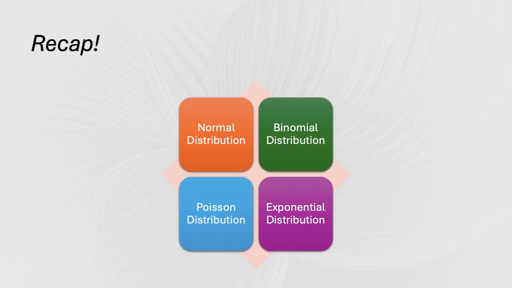Today we covered the normal distribution, which is the bell curve and its properties; the binomial distribution, which is the probability of success and failure outcomes; the Poisson distribution, which models rare event occurrences; and the exponential distribution, which predicts the time between events. Probability distributions help us analyze trends in biostatistics and make accurate predictions.